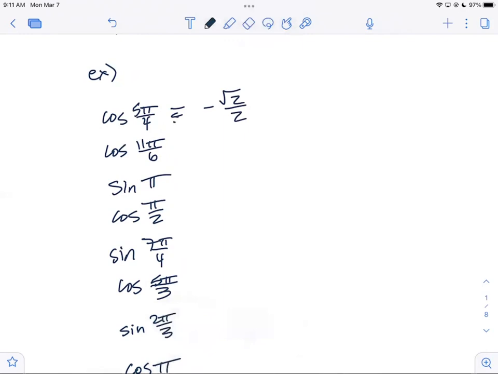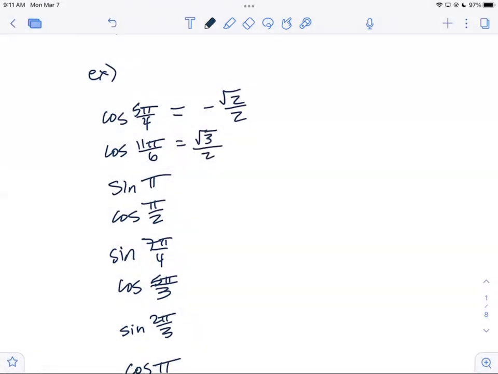Okay. Cosine of 11 pi 6. I hear the pi 6. And when I hear pi 6, I think square root of 3 halves, comma, 1 half. I know 11/6 is in quadrant 4, where cosine is positive because x is positive. So the answer should be positive square root of 3 over 2.